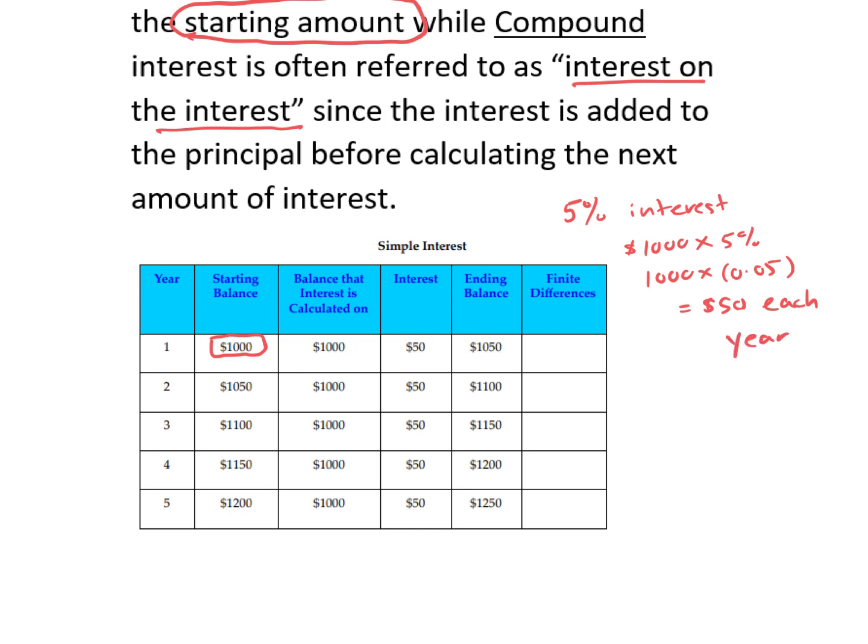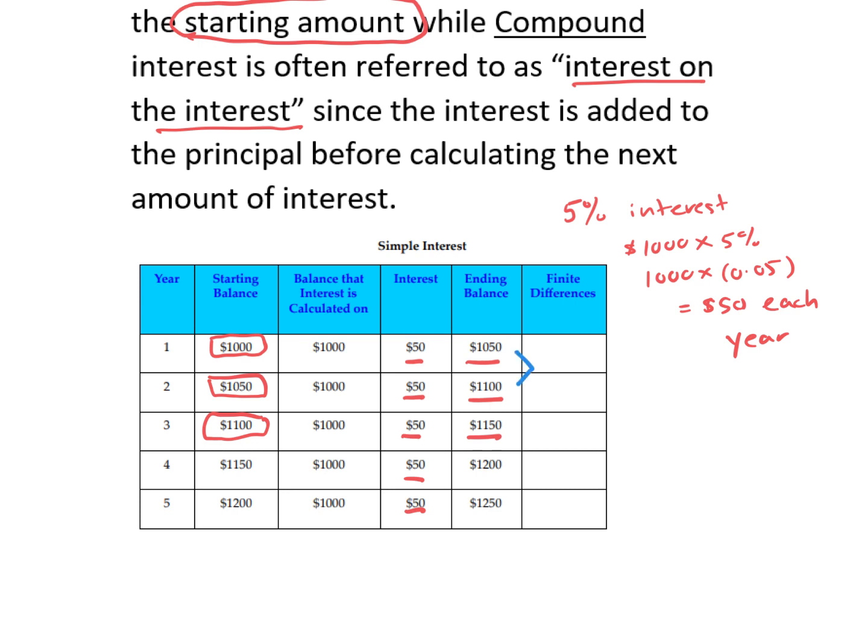So every year you're getting $50. The interest is going to be $50. At the end of 1 year, you would have $1,050. The balance in the new year is $1,050, but you're still only getting $50. So now you're at $1,100. So your balance in the third year is $1,100. You're still only getting $50. So each year you're getting $50, and that is based on the original $1,000 that you deposited in this bank account.